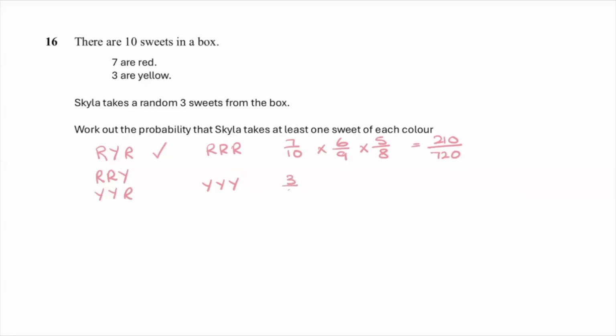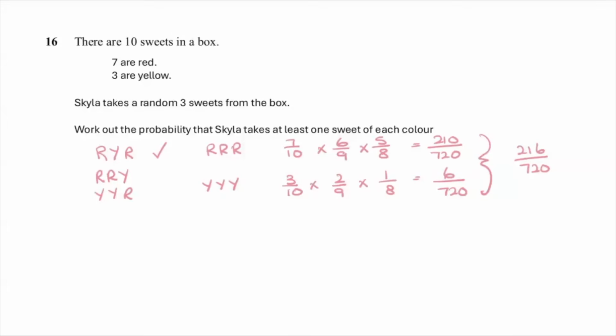We are then going to do the same with the yellow. So there were 3 out of 10. Then there were 2 left out of 9. And then there was 1 left out of 8 to give us 6 over 720. Now you add those, which would give us 216 over 720.